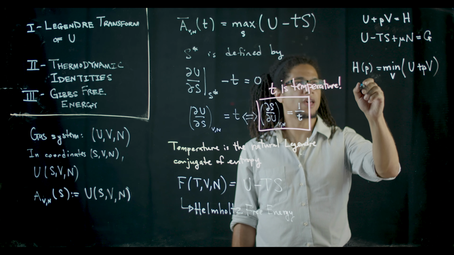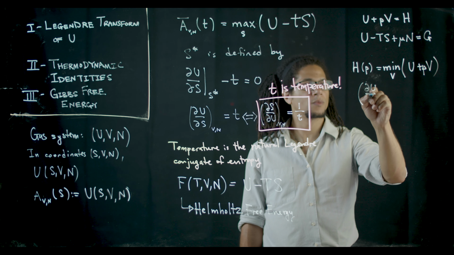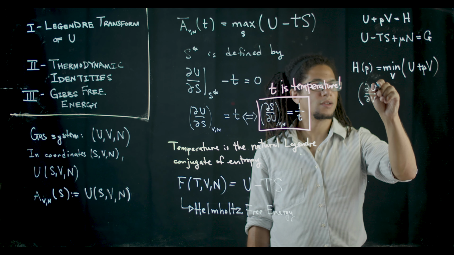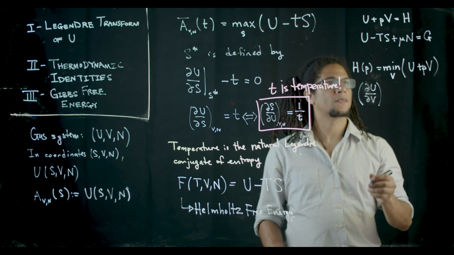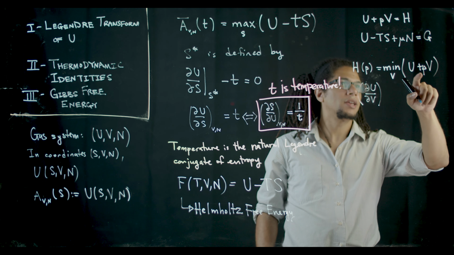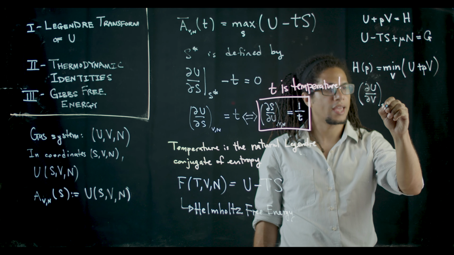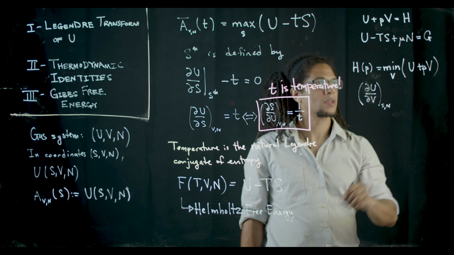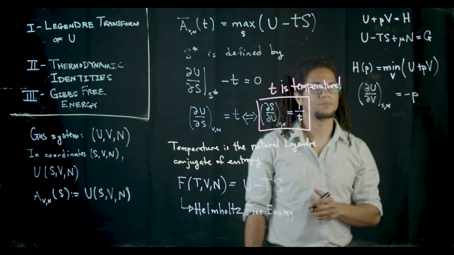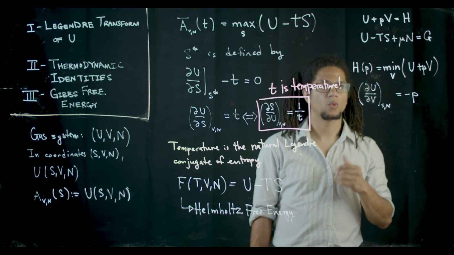So now we know that partial U, partial, in this case, V, while fixing, well, now this is a function of S, V, and N again. So we're fixing S and N, is equal to minus P. Okay, so now how can we get from here to something that we can more easily work with?